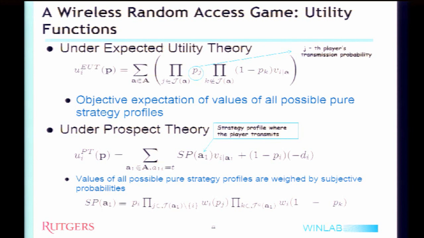So in this framework, we can have the utility functions for the EUT player and for the PT player. The EUT player's utility is just an objective expectation of the values of all possible pure strategy profiles. But for the PT player, there are differences here. When the player chooses to transmit, the value of this strategy profile is weighted by this SP_A1, the subjective probability the ith player gave to the strategy profile A1. And then you can see that the ith player nonlinearly transforms all her opponents' probabilities here, this w_i and this w_i here.